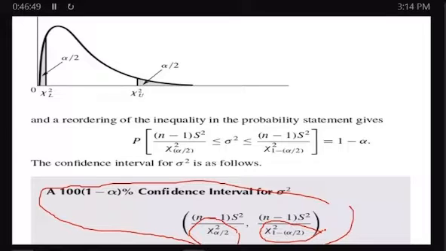The same thing is applicable for standard deviation. Let's say, for instance, you want to construct a confidence interval for standard deviation, where you have a squared, maybe standard deviation. Now take a look at this.